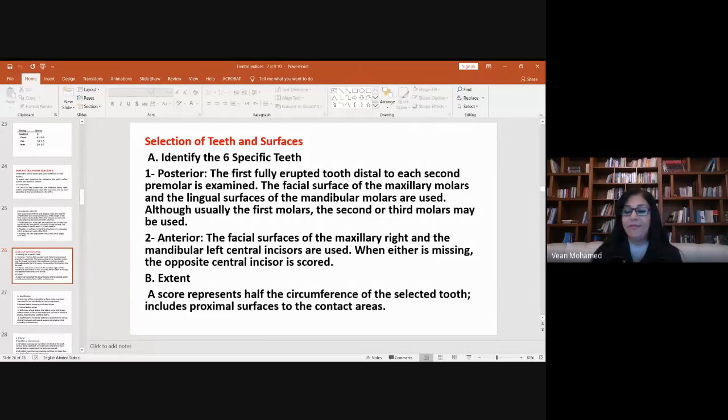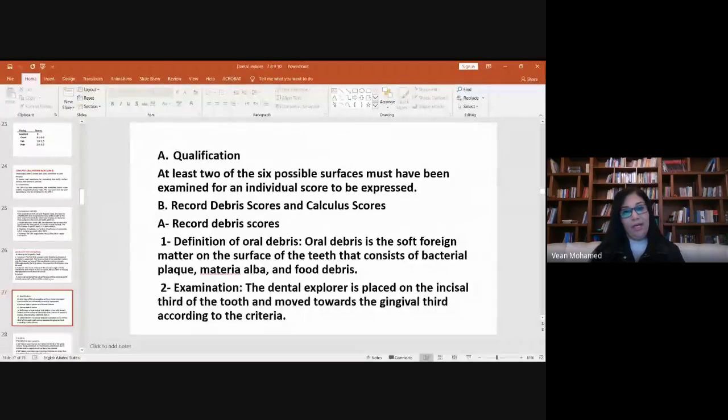Present half circumference, not all the circumference, because we examine only facial. Facial means half the circumference: the facial surface of upper and lingual surface for lower. That's why it's called half circumference. And for qualification, at least 2 of 6 possible surfaces must have been examined for each individual.